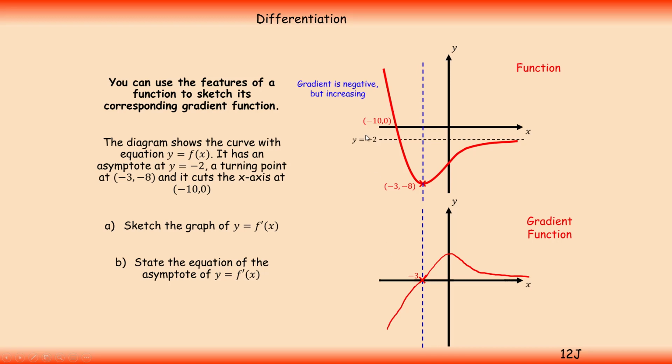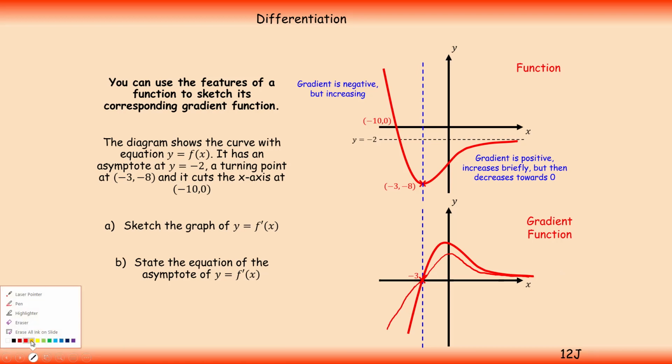So what I can do, negative, getting less negative, and then positive, and then getting less positive and going towards 0. And I'm going to take my sketch off, make it easier for you to draw. There we go. So hit pause.